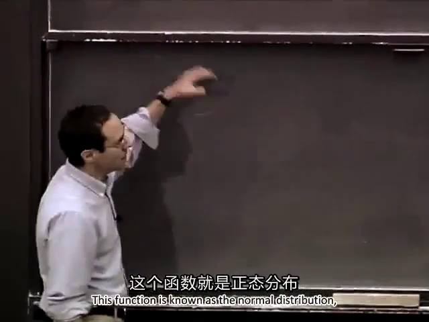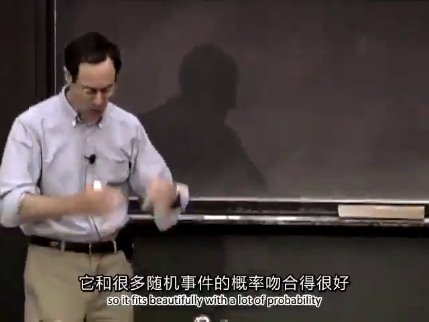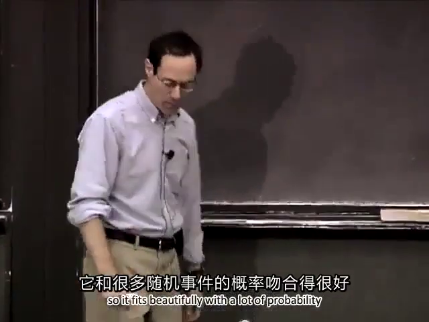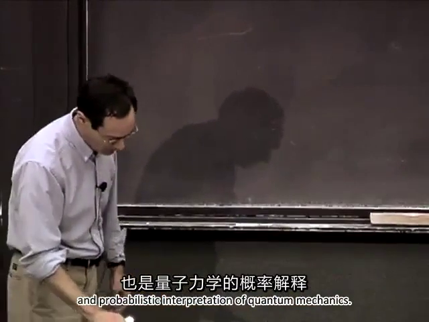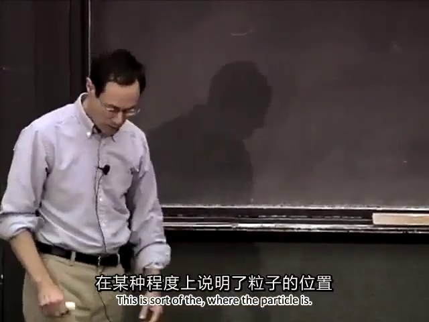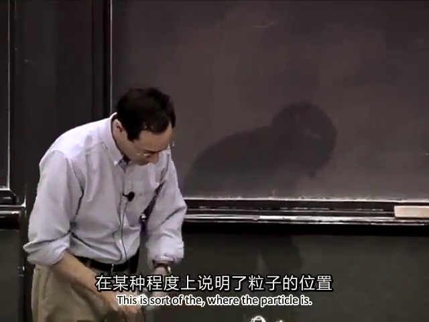Now, this function is known as the normal distribution, so it fits beautifully with a lot of probability and a probabilistic interpretation of quantum mechanics. This is sort of where the particle is. All right.